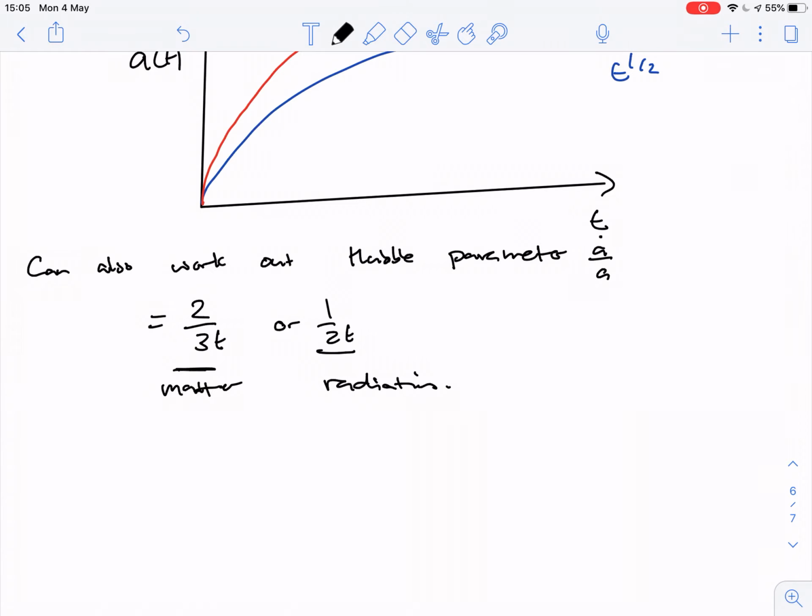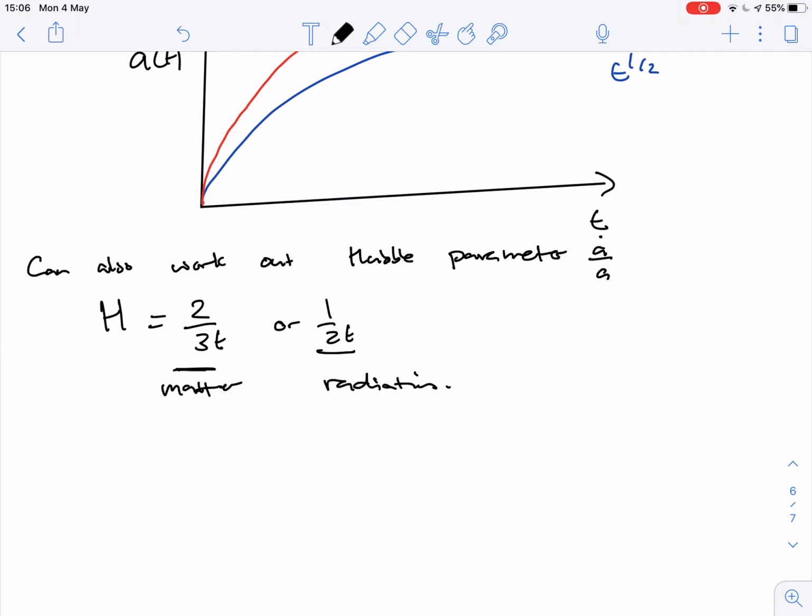So what we've been looking at so far in matter and radiation are things which slow the universe down. So the Hubble parameter, H here, is 2 over 3t or 1 over 2t. In other words, as t gets bigger, the rate of expansion decreases. This is a Hubble parameter, remember, it's not the Hubble constant, which is just the local measurement of that. So both matter and radiation slow the universe down.